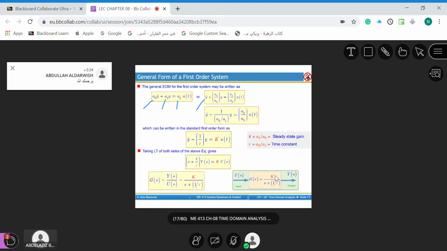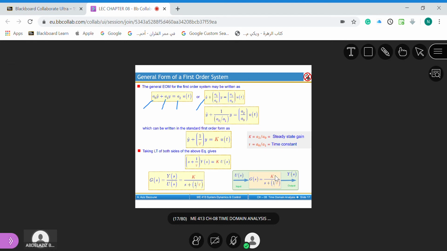Where here, شباب, you should know, يهديكم الله يصلح بالكم عبد الله. A0, هنا we should know, شباب, y naught is the output, y dot is output, and u t is the input.